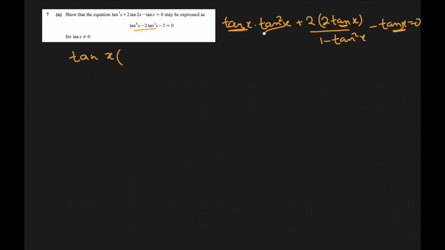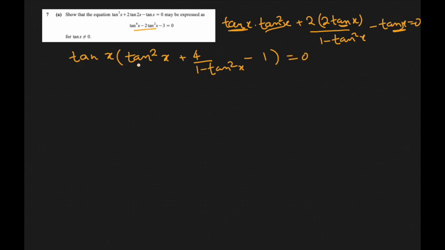So what is left in this one? Tan square only, plus 4 just 4, because tan is already taken common. 4 over 1 minus tan square x. Then here tan x is already out, so minus 1 equal to 0.